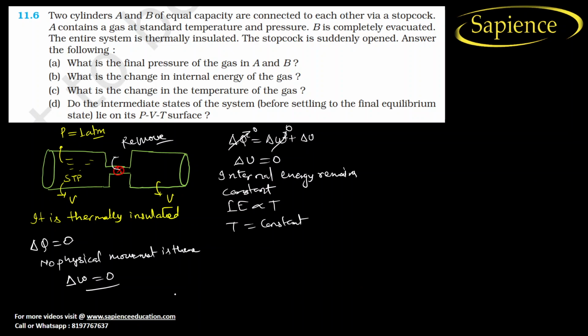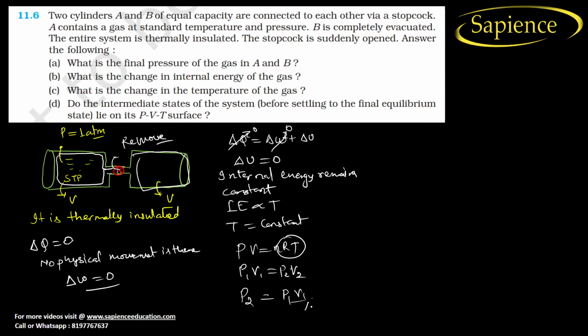Now the thing is that earlier its volume was V, and finally its volume will become 2V, because when you remove this stopcock, the volume will become 2V. Now let us see, PV is equal to nRT. T is constant, so PV is equal to constant. So we can write P1 V1 is equal to P2 V2. Now we can find the final pressure, that is P2. So P2 will be equal to P1 V1 by V2.